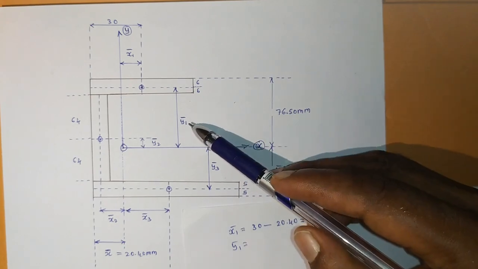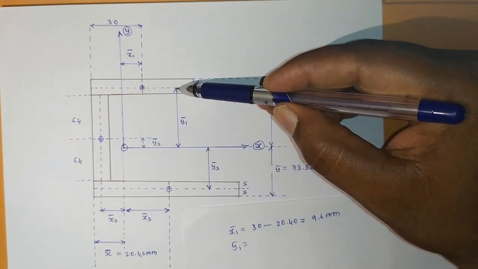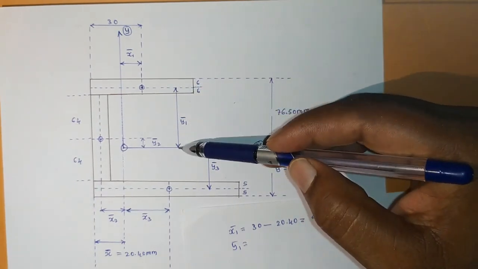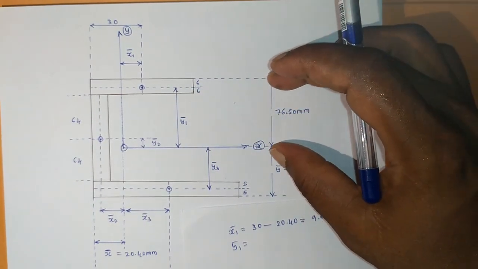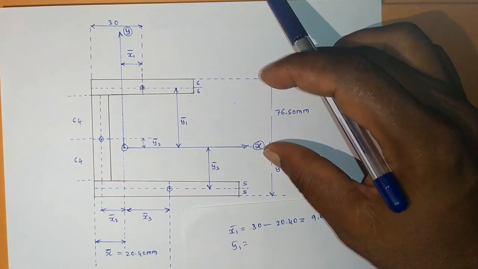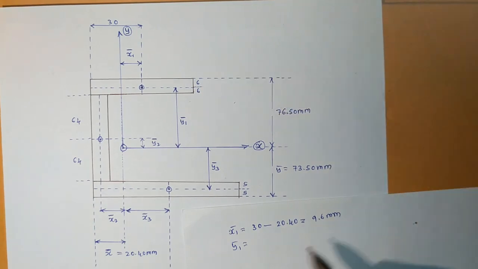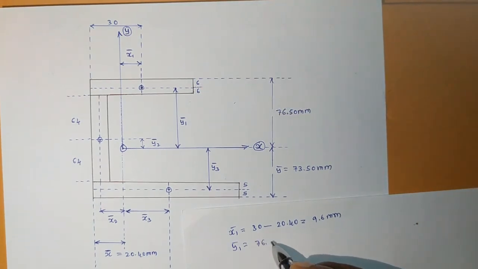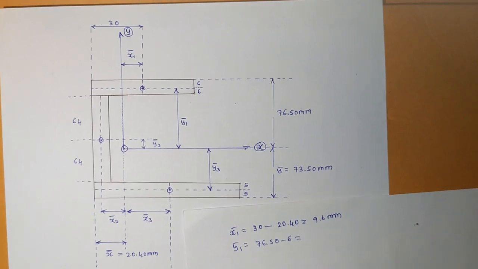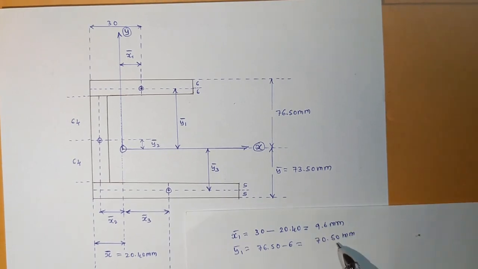What is y1 bar? The distance between the centroid of section number 1 and the centroidal axis. How do we get this distance? 76.50 minus 6 mm will give y1 bar. That is 70.50 mm. So x1 bar will be 9.6 mm and y1 bar will be 70.50 mm.